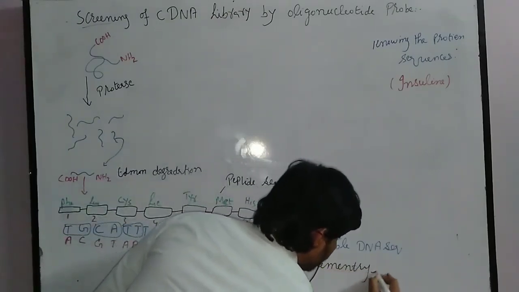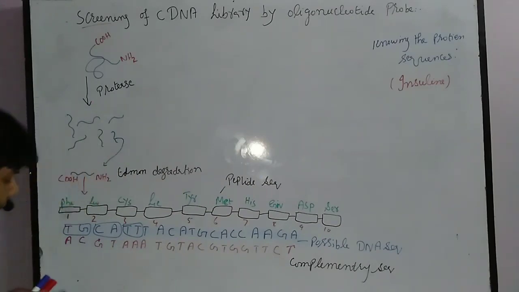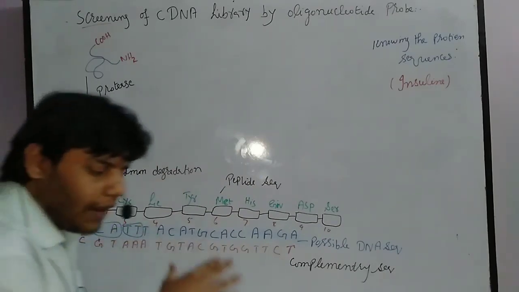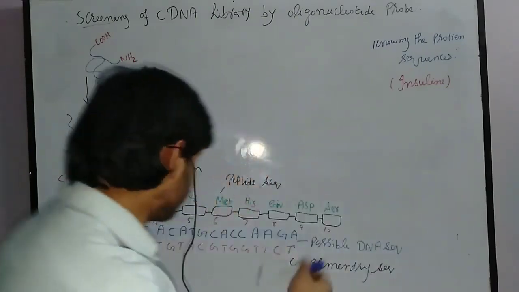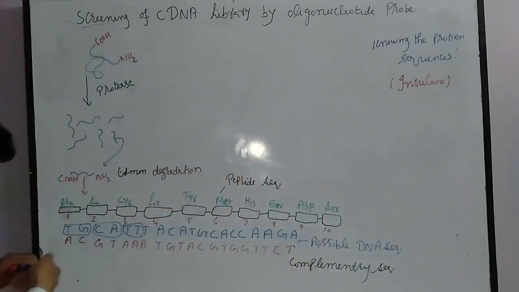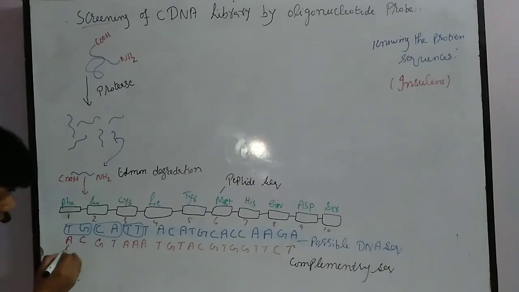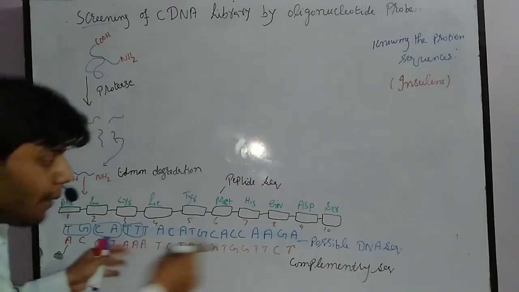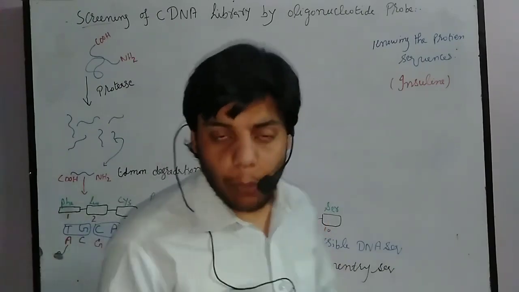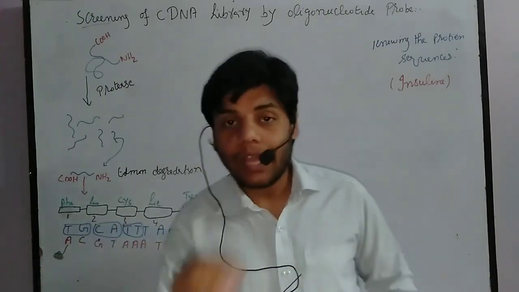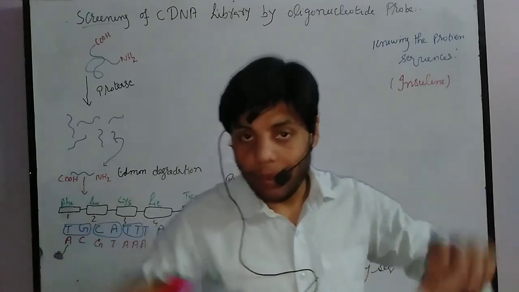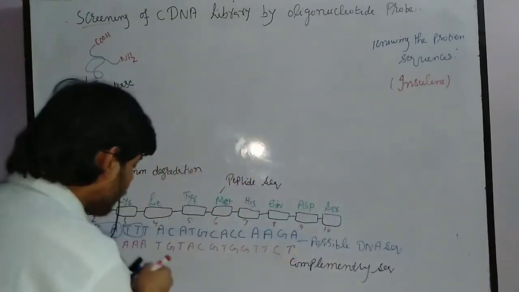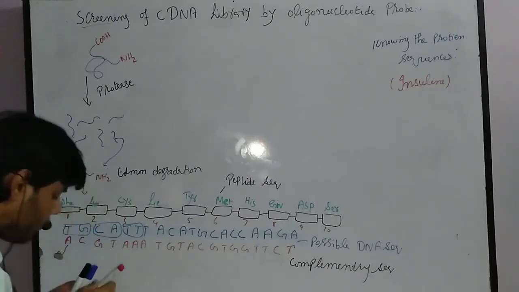Complementary sequence. Okay, and we should also add a radioactive substance with these sequences. Let's suppose iodine. We should add iodine with these sequences, as you can see. So let's suppose we label this complementary DNA with iodine. Now it becomes the probe, and this probe is known as an oligonucleotide probe.